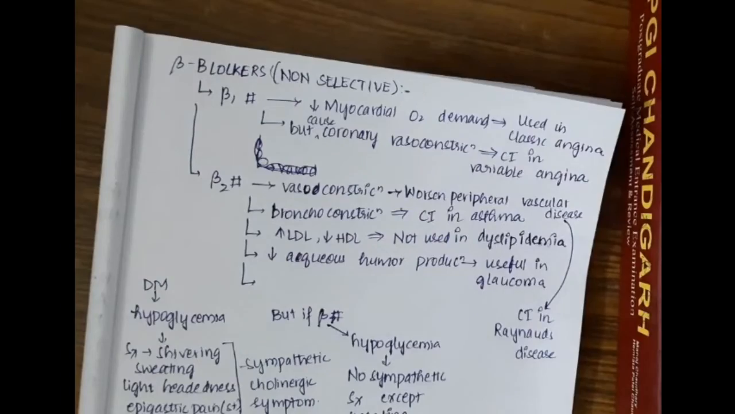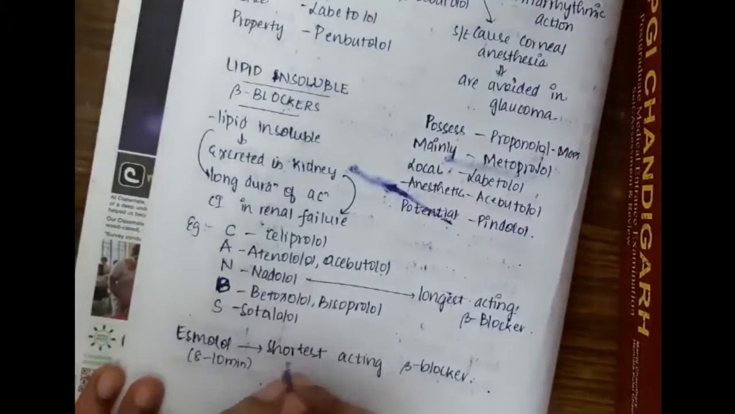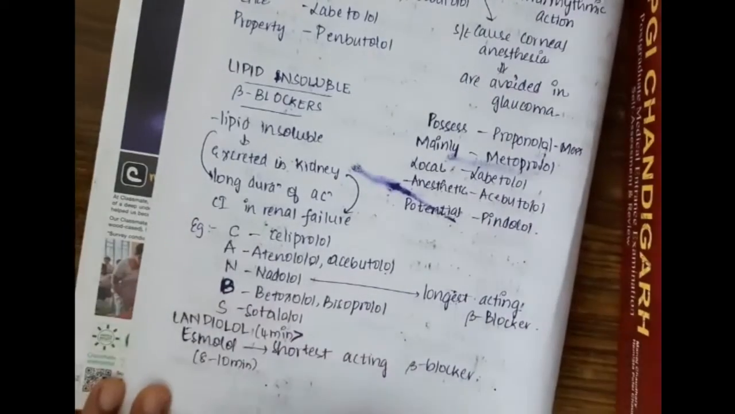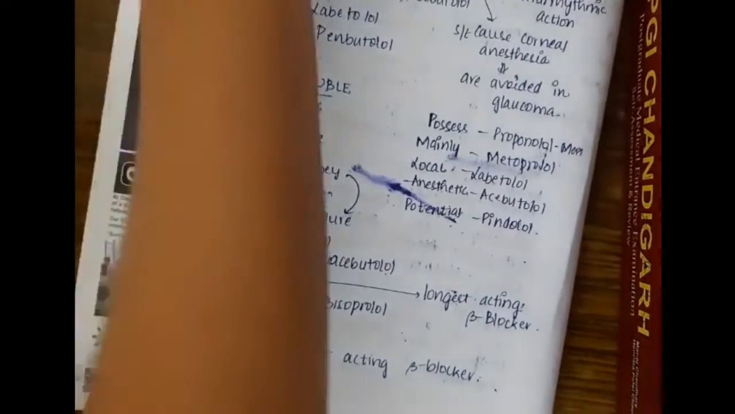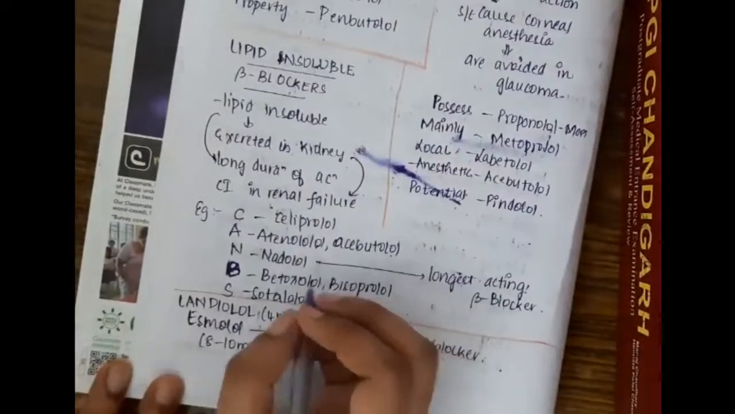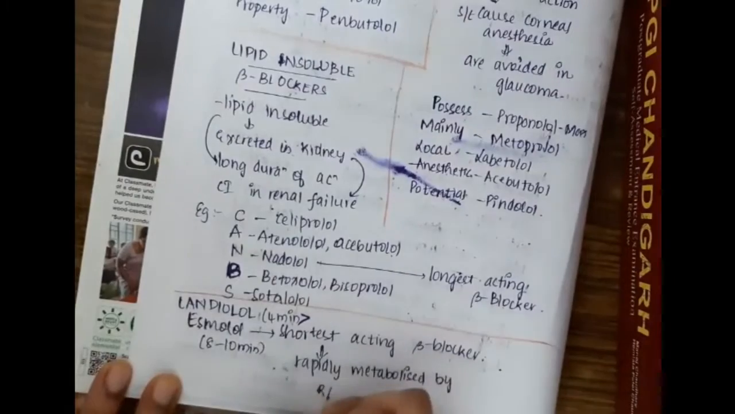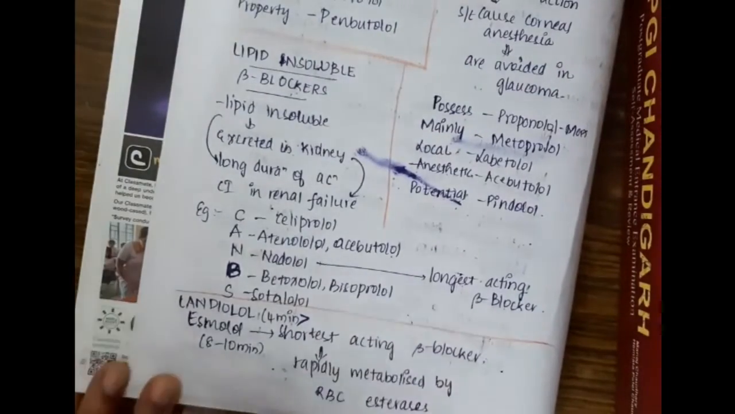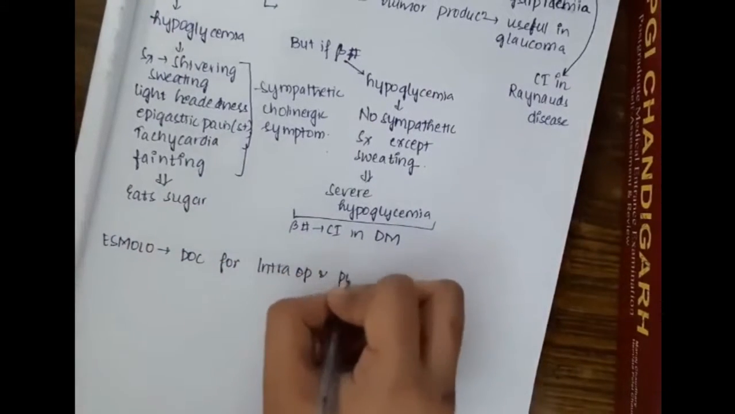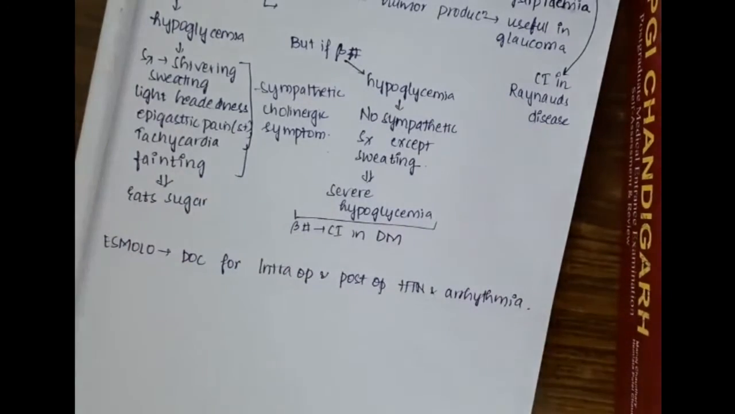Next, the important drug here is esmolol. If you see, its half-life is 8 to 10 minutes. Landiolol's half-life is 4 minutes, which is even shorter than esmolol, but we take esmolol to be the shortest acting beta blocker. Esmolol is rapidly metabolized by RBC esterases. So esmolol is the drug of choice for intraoperative and post-operative hypertension and arrhythmias.